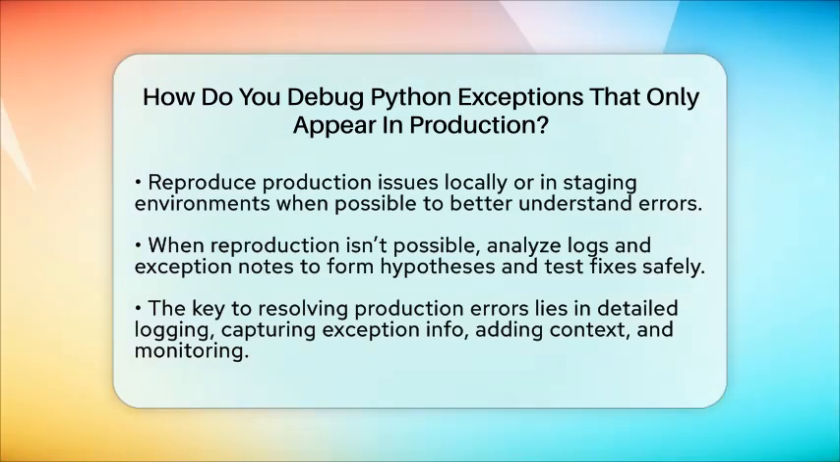To sum up, debugging production-only Python exceptions is about detailed logging, capturing exception information with traceback and sys.exc_info, adding contextual notes, carefully structuring your error handling, and using monitoring tools. Reproducing issues in a safe environment based on your logs can also make a big difference. This approach helps you diagnose and fix bugs efficiently without needing to be physically present in the live environment.